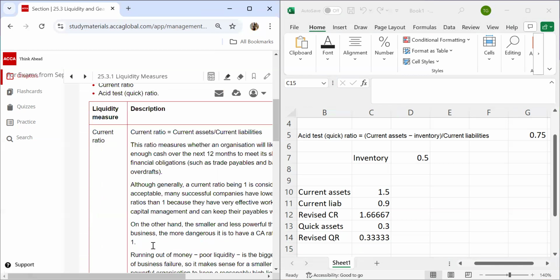So this is all about the liquidity ratios that were there. In the next video, we're going to talk about the gearing measures. After that will come the resource utilization measures, with which we will conclude this particular chapter.